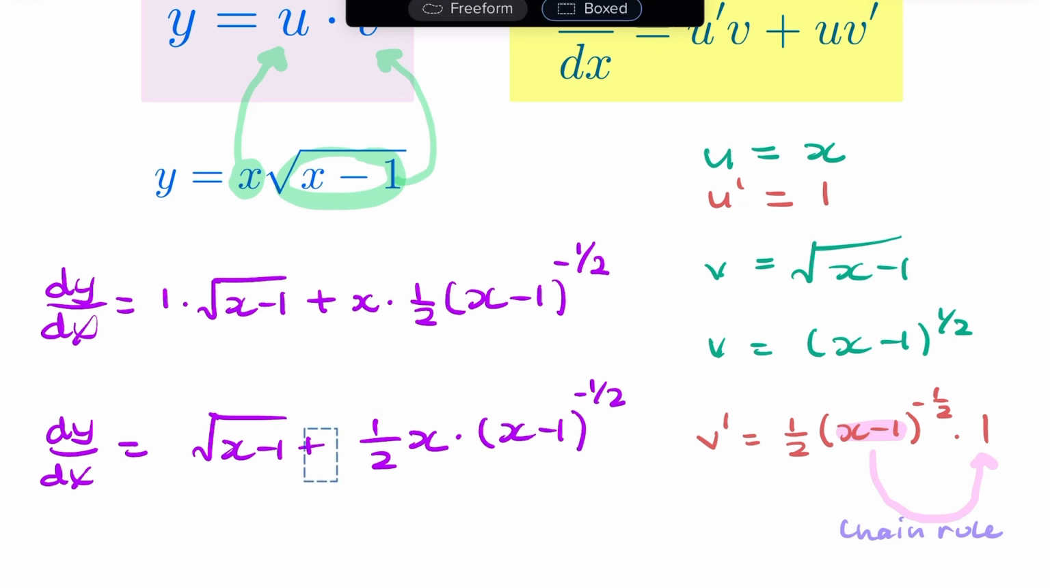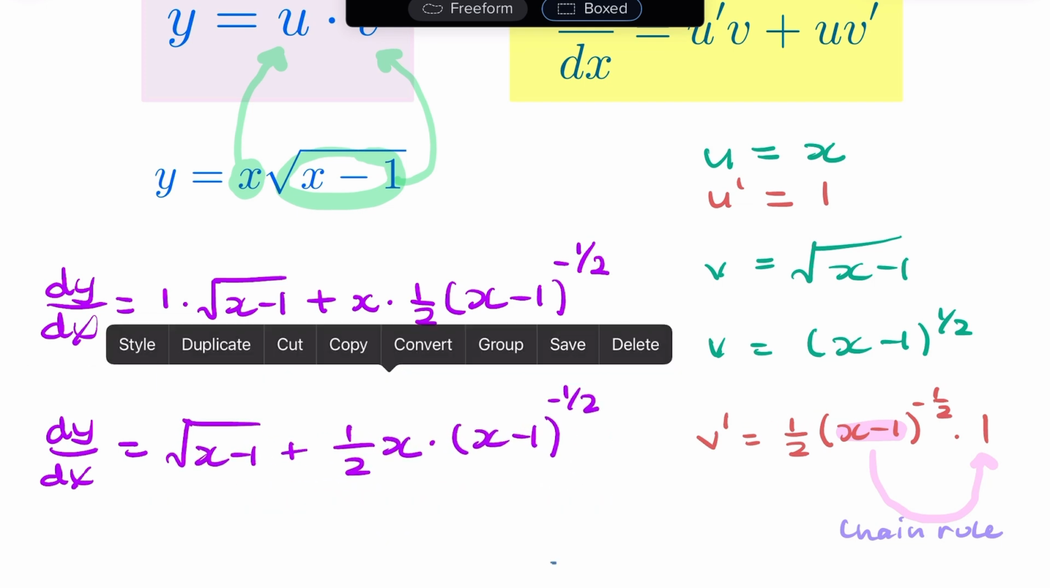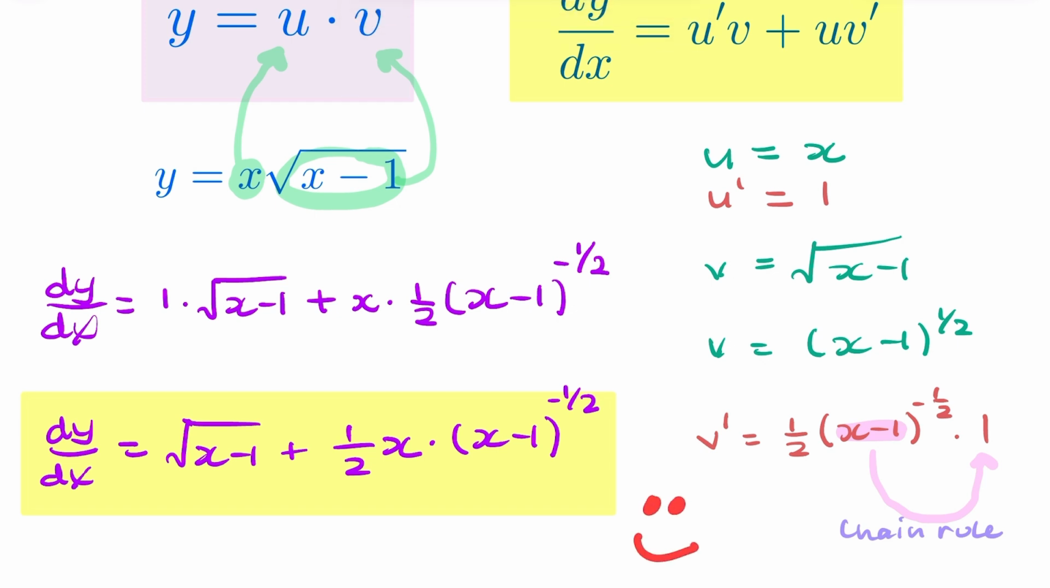negative 1/2. So that is your final answer, and that's how to differentiate when you have a product, which means two things multiplied together. You would use the product rule.